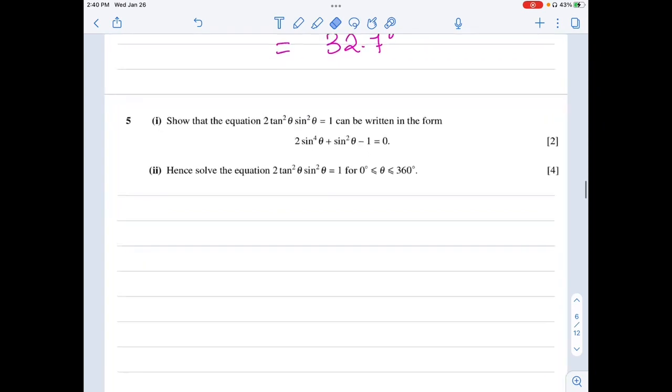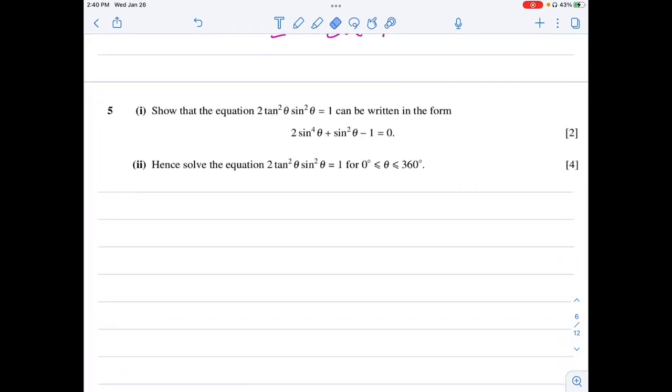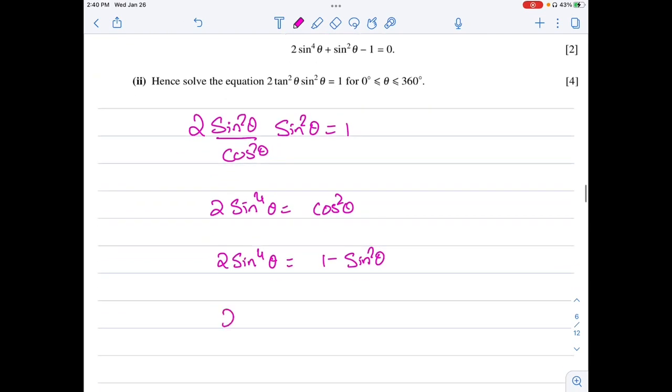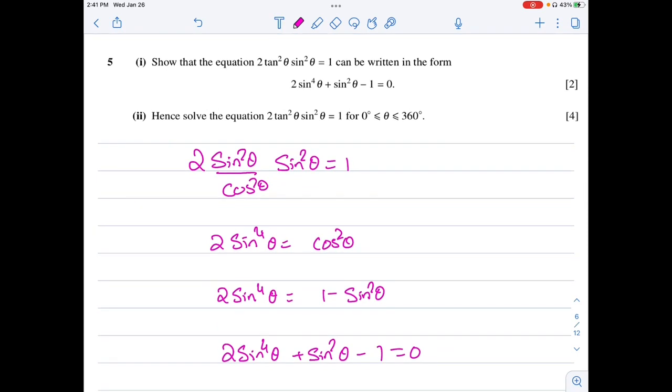Question number 5. Show that the equation 2 tan square theta sin square theta equal to 1 can be written in this form. Tan square theta can be written as sin square theta upon cos square theta, times sin square theta is equal to 1. So 2 sin power 4 theta equals cos square theta. Cos square theta can again be written as 1 minus sin square theta. So what does that become? 2 sin power 4 theta plus sin square theta minus 1 equal to 0. I got a quadratic equation.